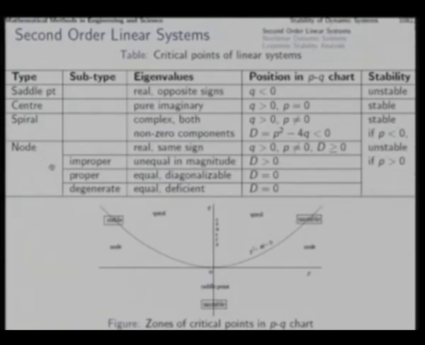So in the case of nodes, you have got several cases, all with real same sign eigenvalues. So they are stable if P is negative, unstable if P is positive, just like spirals. And here if the eigenvalues are unequal in magnitude, that will mean D is positive, that means you are here. And if you are on the boundary, that is the PQ point is on this parabola, then that will mean one of these two cases. In the diagonalizable case, you have got a proper node. In the deficient case, you have got a degenerate node. So this is the complete breakdown of all the types of equilibrium points that you can have in a second order linear system.